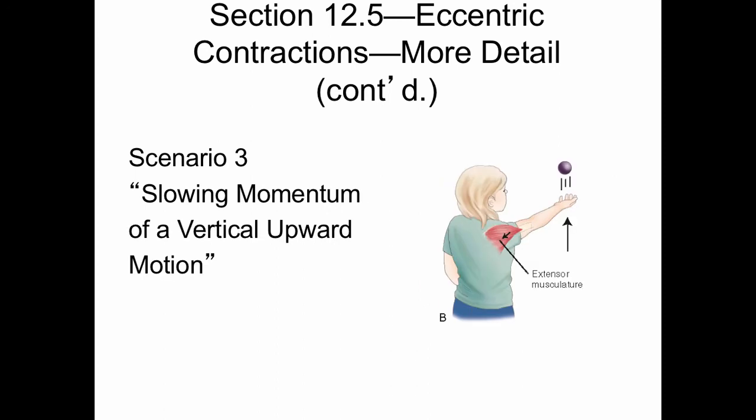In illustration B, the girl has just thrown a ball up into the air by flexing the arm at the shoulder joint. This motion was initiated by muscular contraction. In this scenario, upward motion of flexion of the arm aids in throwing the ball up into the air. Eccentric contractions of the muscles on the other side of the joint, the antagonistic shoulder joint extensors, act to slow the upward motion.